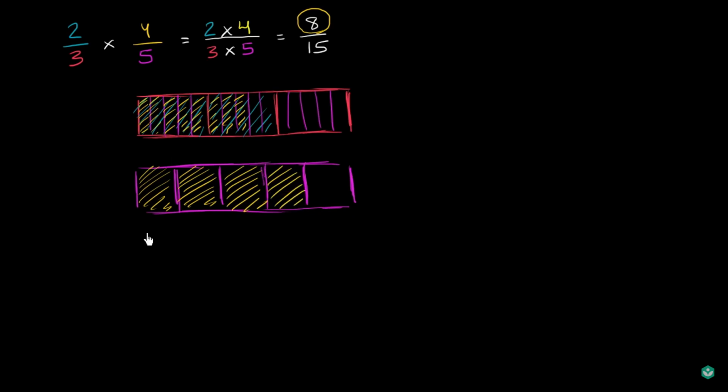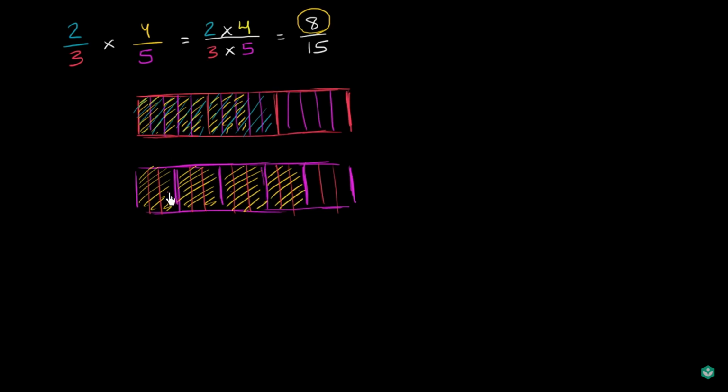And now we want to take 2/3 of that. Well, how can we do that? Let's split each of these 5 into 3 pieces. So now we have essentially 15ths again. 1, 2, 3, up to 15. And we want to take 2/3 of this yellow area. We're not taking 2/3 of the whole section. We're taking 2/3 of the 4/5. So how many 15ths do we have here? We have 1, 2, 3, up to 12.